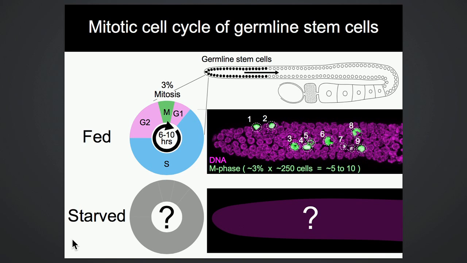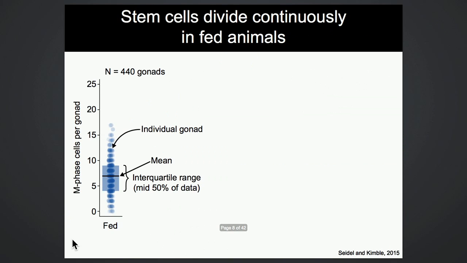As a first step to understand how starvation affects the cell cycle in these cells, I repeated this staining in starved animals to ask, what do we see in terms of the number of M phase cells? And before I show you the data from starved animals, I first want to show you what comparable data looks like in fed animals. And here on this graph, I'm plotting the number of M phase cells per gonad arm for a large number of animals.